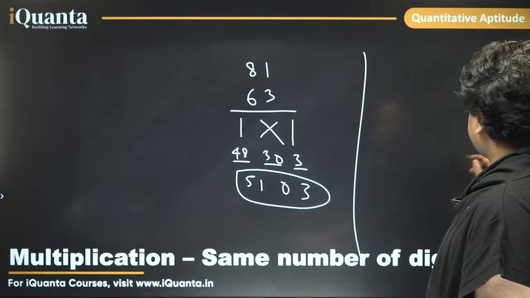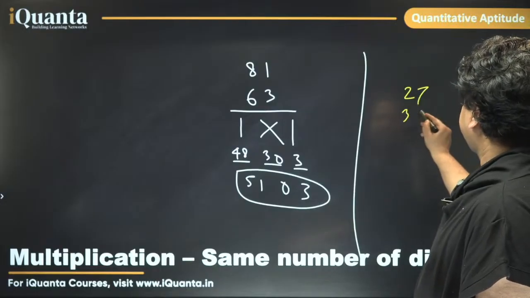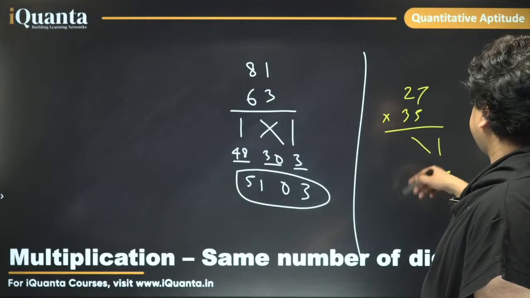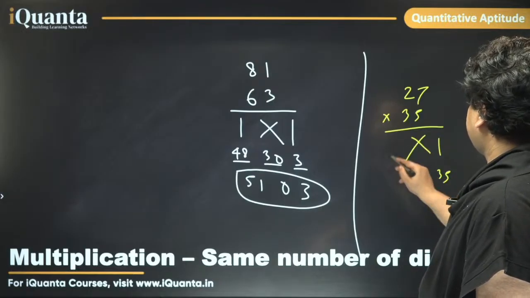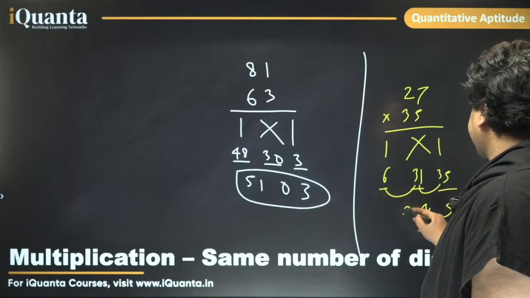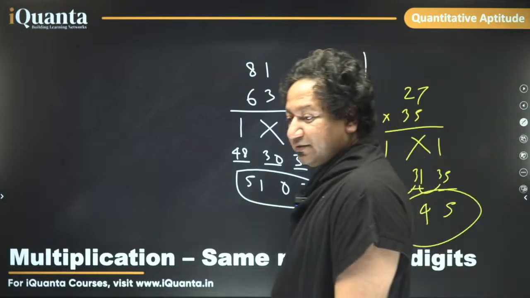Let's have one more example. 27 times 35. 7 5s are 35. 2 5s are 10 plus 21 is 31. 2 3s are 6. That's it. 5 stays, 3 goes. 4 stays, 3 goes. 9, 9, 4, 5 is the answer.